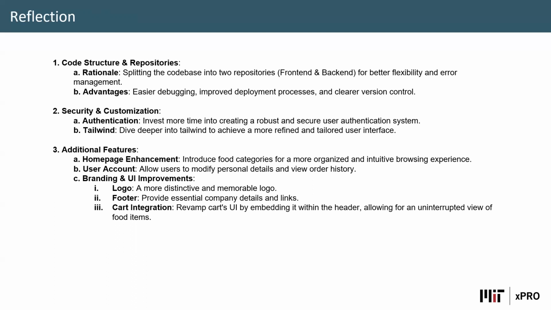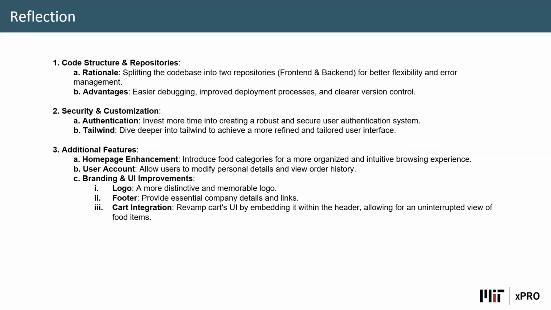For additional features, I would want to build out the homepage to include categories of food types, as well as probably some favorite dishes or popular food. And also, it'd be great to include an account for the users for them to be able to update their information and keep track of their previous orders.